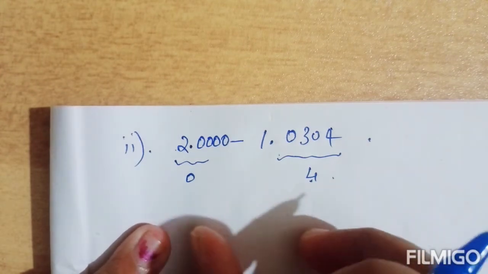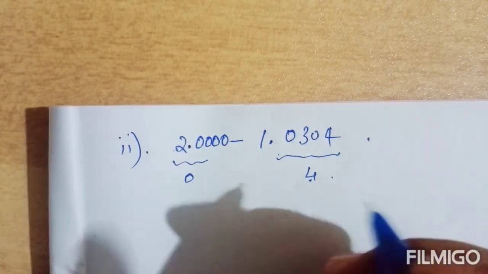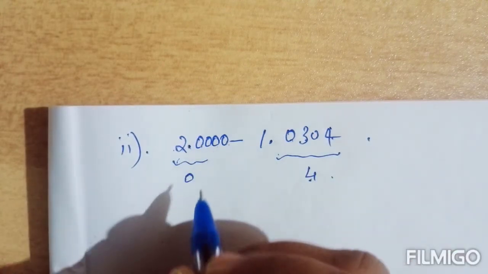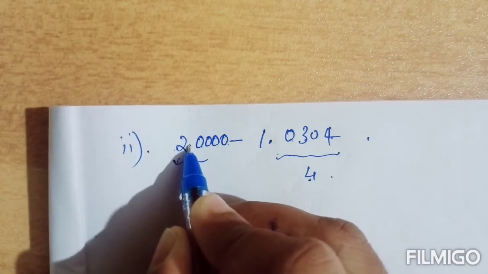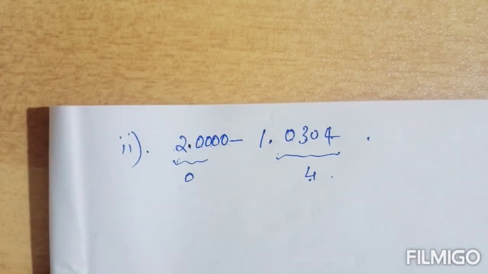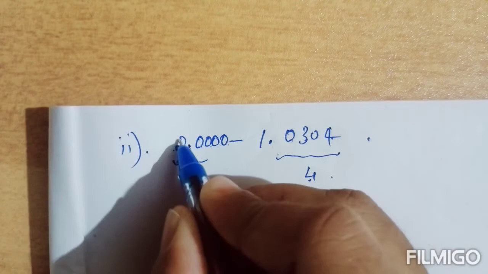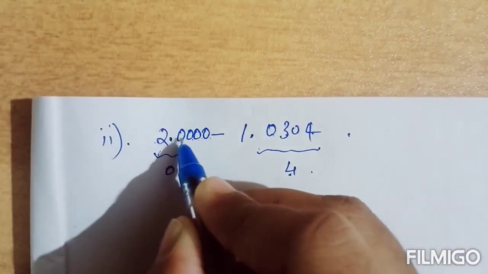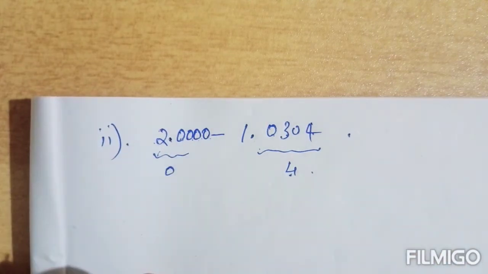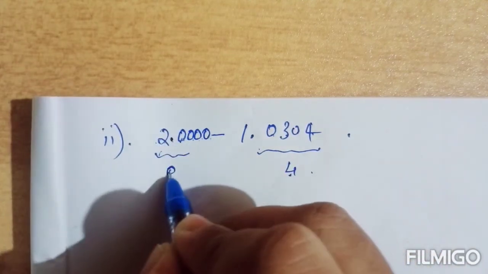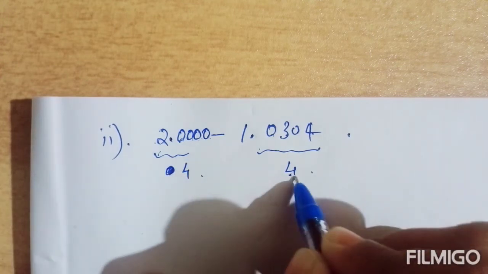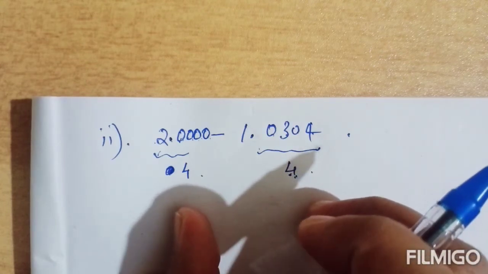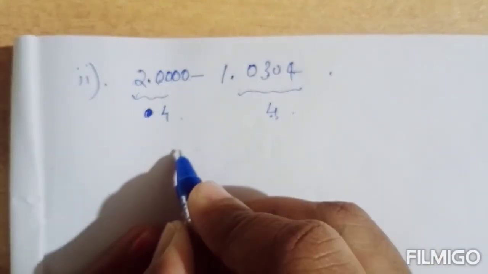Okay, the number of decimal places should be the same. So here since 4 digits are coming, the first number should also have 4 digits after the decimal point. 2 means 2.0000. Okay, you can write 2 as 2.0000 like that, with 4 zeros after the decimal point. Now the number of decimal places here is 4. In the second also it is 4. Okay, they are like decimal numbers. Now we can do subtraction.